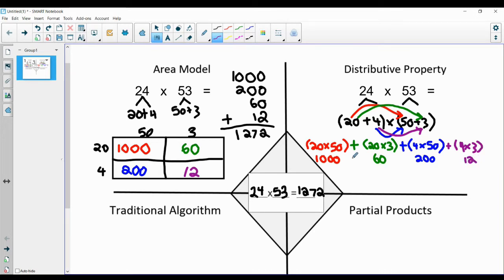My last step is to add them all together. So 1,000 plus 60 is equal to 1,060. 1,060 plus 200 is equal to 1,260. Plus 12 is going to give me 1,272. It's a long one, but distributive property is the strategy that you will be revisiting in older grades.